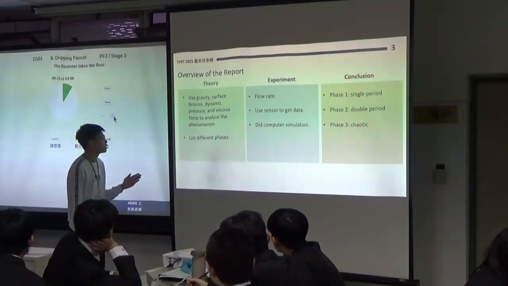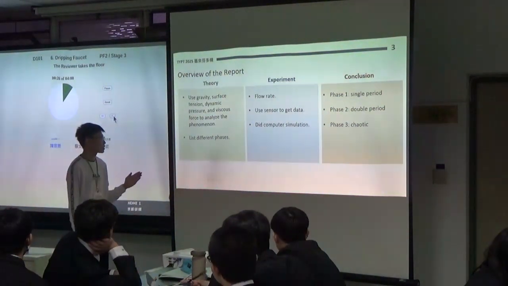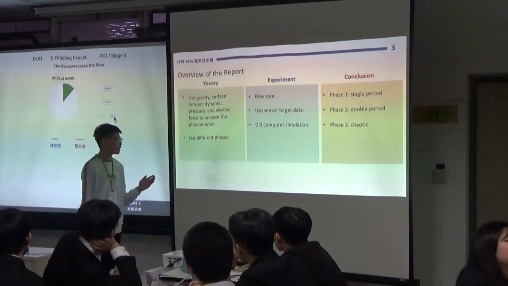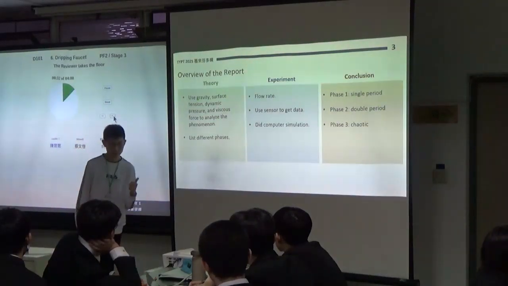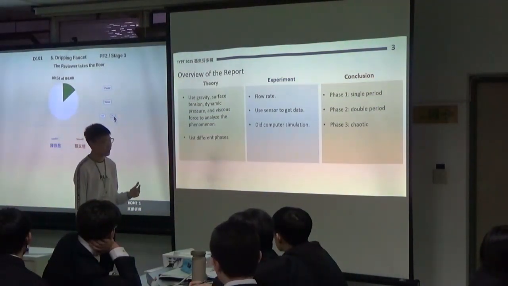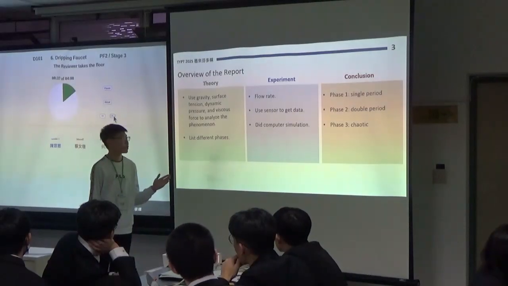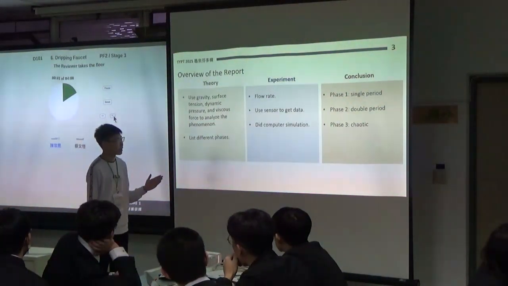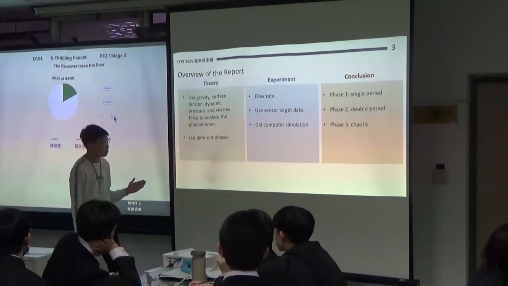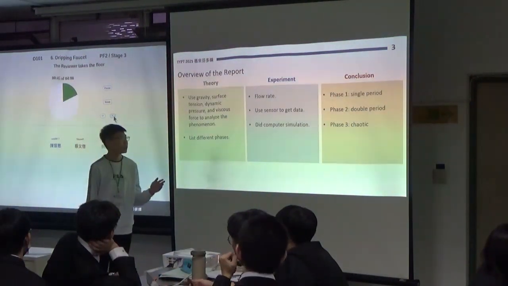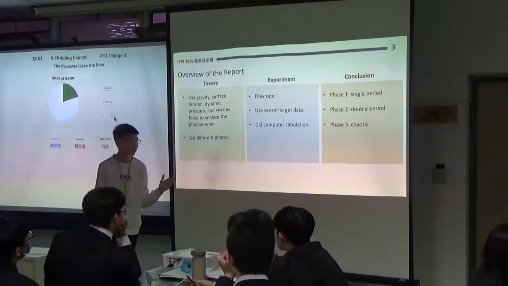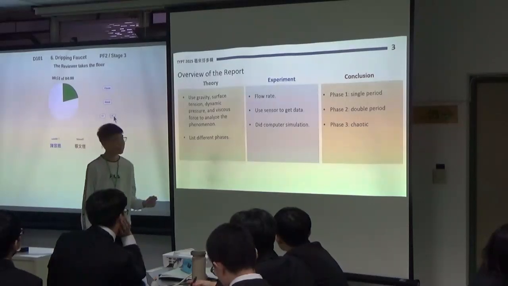From the theory part, they use gravity, surface tension, dynamic pressure, and viscous force to analyze the phenomenon. And they list different phases like the slow phase, the moderate phase, and the higher speed phase. For the experiment part, they use the flow rate, and they use sensors to get data. And they did computer simulation to get the graph. For the conclusion part, phase 1 is a single period, phase 2 is double period, and phase 3 is chaotic.